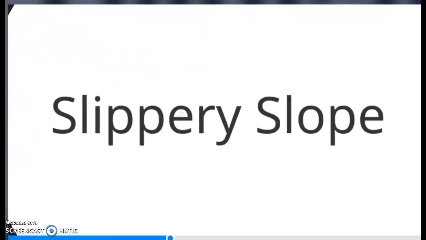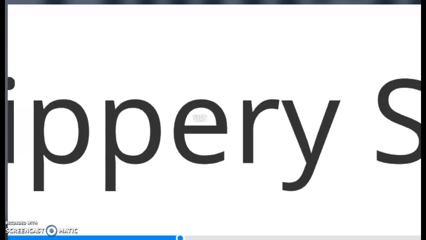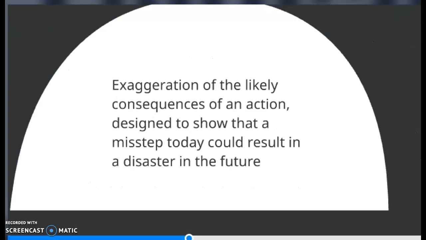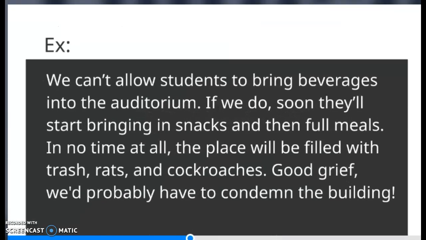The next logical fallacy I want to talk about is the slippery slope fallacy. This is an exaggeration of the likely consequences of an action designed to show that a misstep today could result in disaster in the future. So here's an example. We can't allow students to bring beverages into the auditorium.